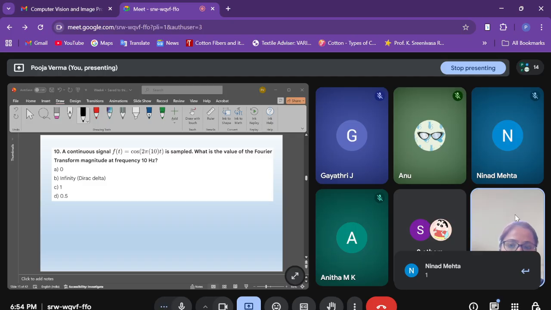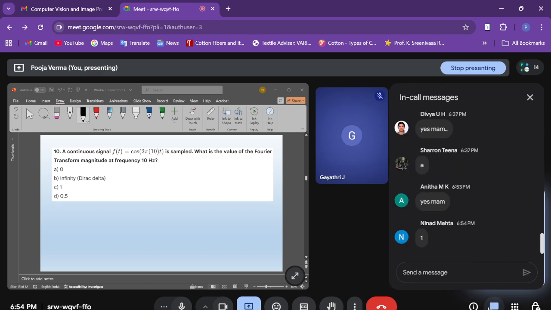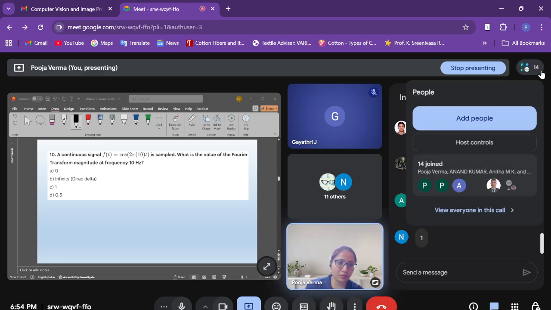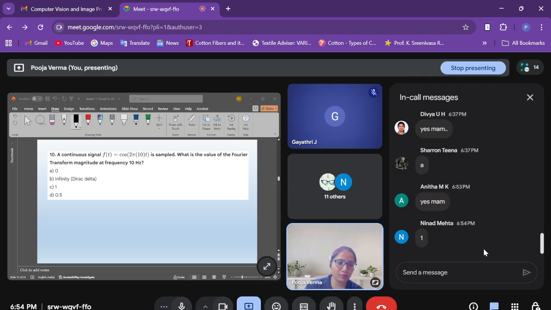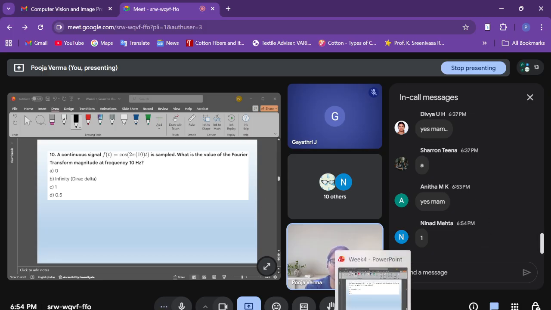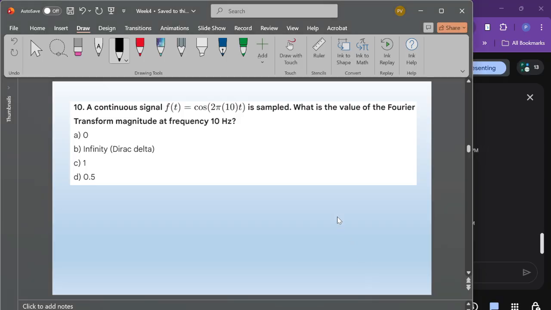Okay, one. Others, please try to answer. What will be the Fourier transform magnitude for the given signal? Okay, so let's see the solution.